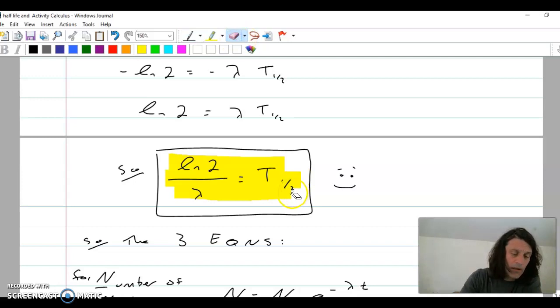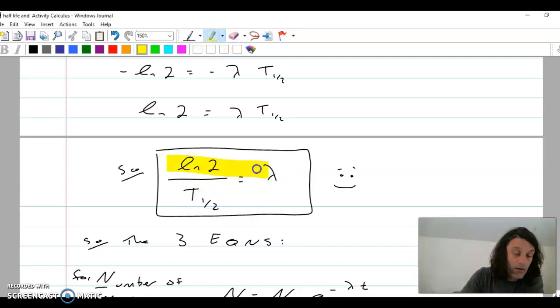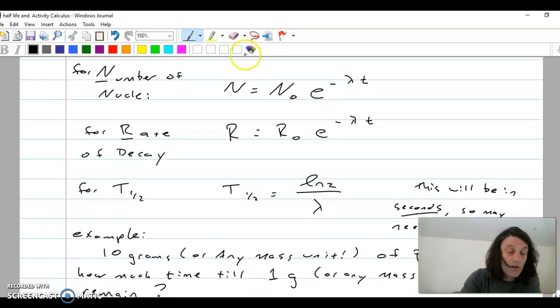So you can, here, let me, there you go. So that is the formula that I want you to remember. Those are the three equations. And here, let me rearrange this one to where lambda is T1/2. Okay, that's how you get those.